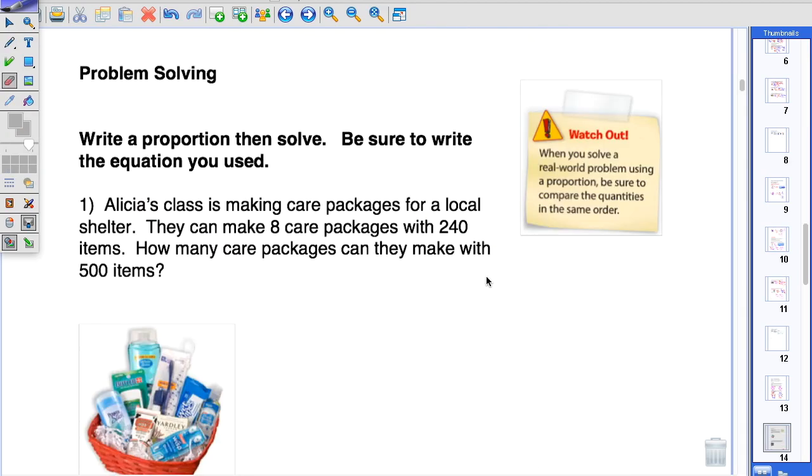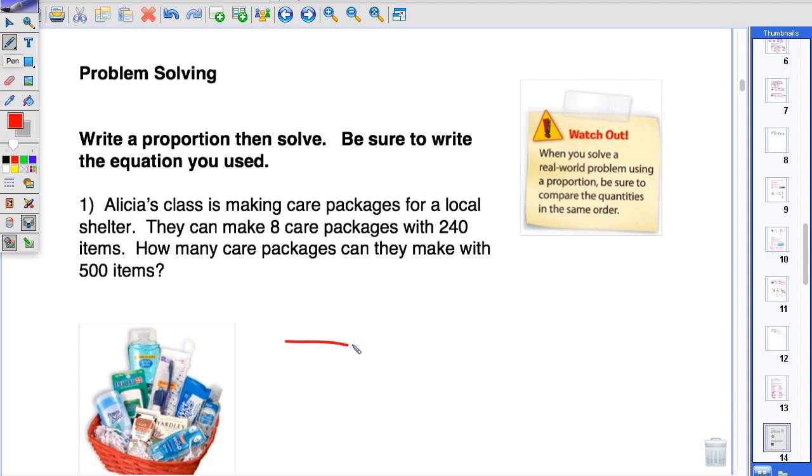Problem solving using proportions. We're going to write a proportion and solve. Be sure to write the equation you used. And in the little watch out box, it says when you solve a real world problem using proportion, be sure to compare the quantities in the same order. So it says Alicia's class is making care packages for a local shelter. They can make 8 care packages with 240 items. How many care packages can they make with 50 items?